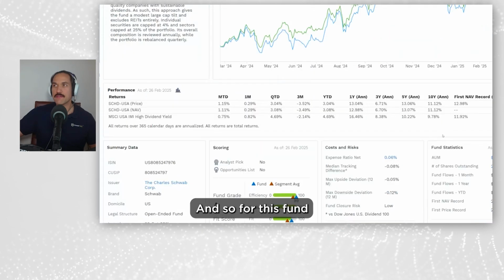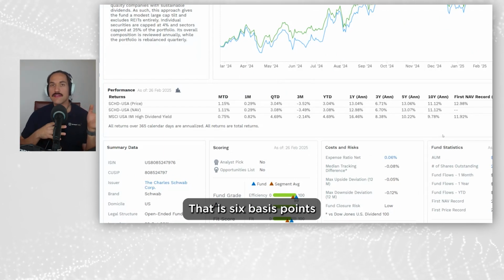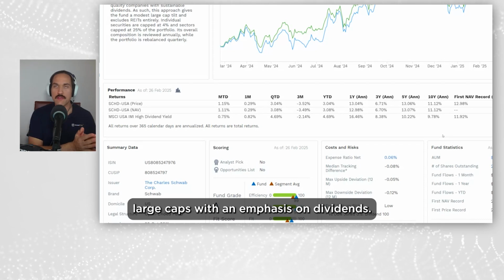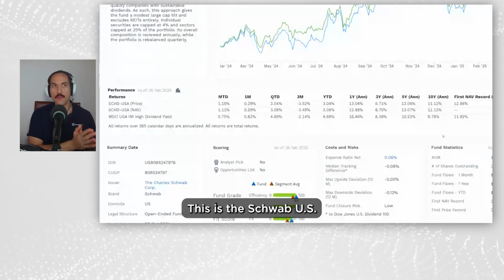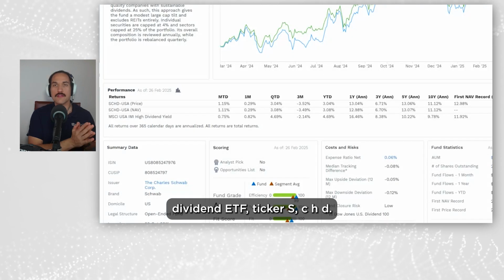And so for this fund, which is passively managed, again, it's market cap weighted, that is 6 basis points. If what you're trying to do is target US large caps with an emphasis on dividends, this is a good way to do it. This is the Schwab US Dividend ETF, ticker SCHD.